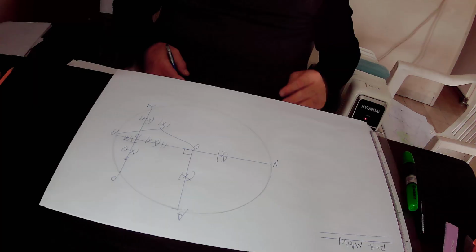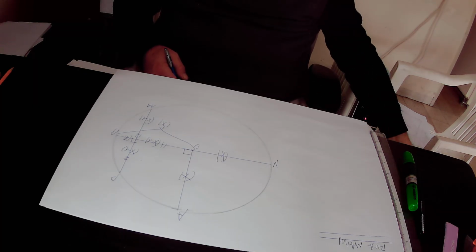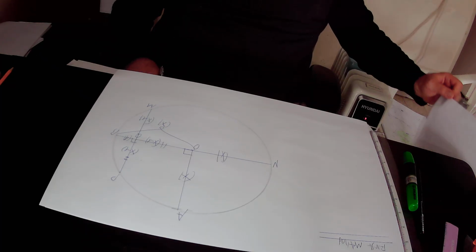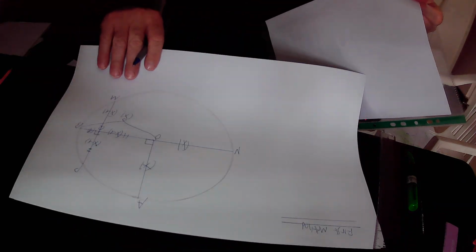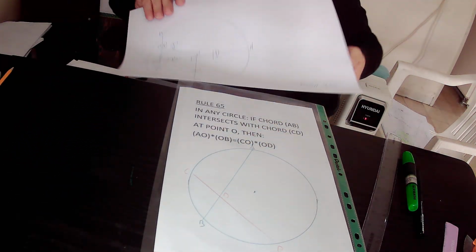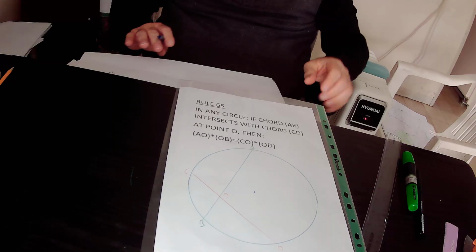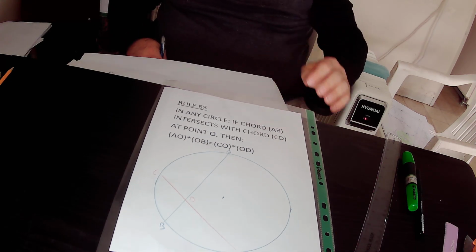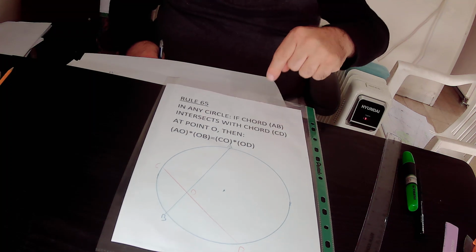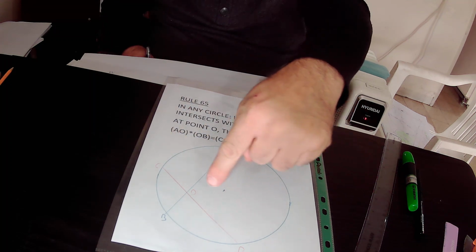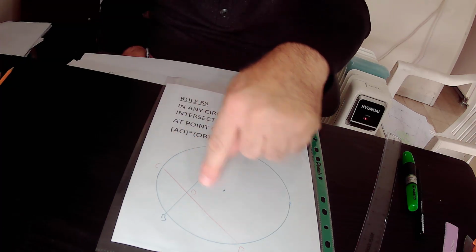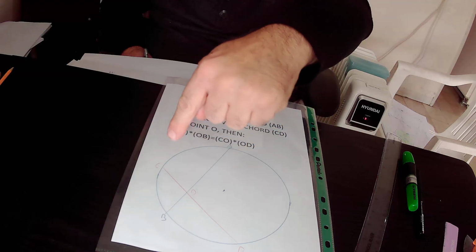So in the next step, we will implement Rule 65 in our drawing. Rule 65 is true in any circle. In any circle, if chord AB intersects with chord CD at point O, then the following equation is true: AO times OB equals CO times OD.